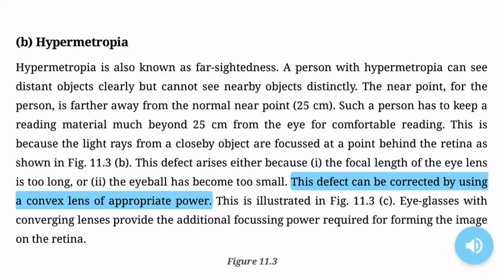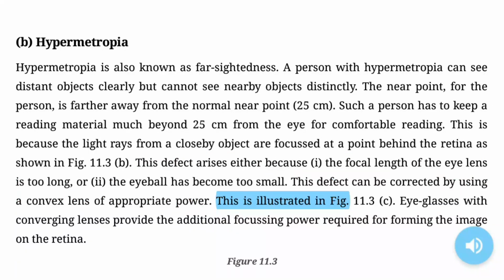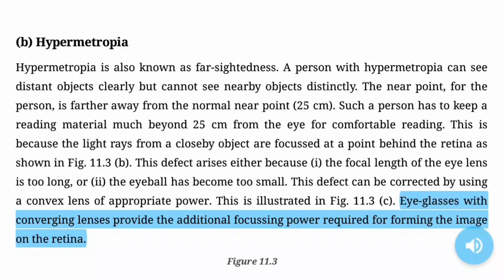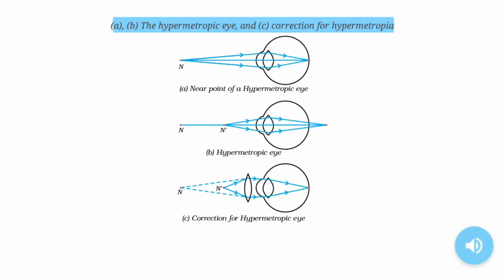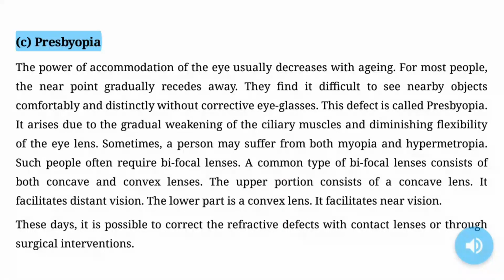This defect can be corrected by using a convex lens of appropriate power. This is illustrated in Fig. 11.3c. Eyeglasses with converging lenses provide the additional focusing power required for forming the image on the retina. Figure 11.3. B. The hypermetropic eye, and C. Correction for hypermetropia.